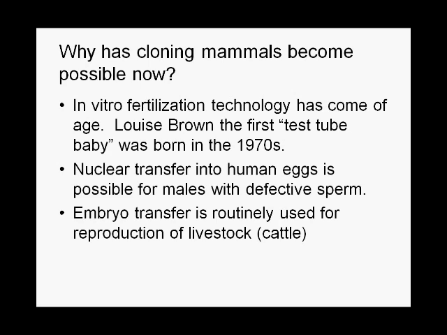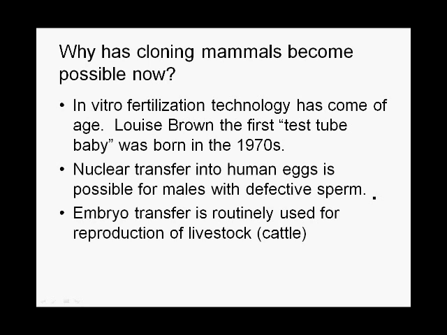I want to stress that cloning of mammals in particular became possible because of the developments in human reproductive technology. In vitro fertilization technology began in the 1970s. Louise Brown was the first test tube baby, and when she was born, there was actually a great deal of controversy about in vitro fertilization and whether this violated religious and ethical principles. Well, nowadays, in vitro fertilization clinics are fairly widespread throughout the country and around the world, and lots of people take advantage of in vitro fertilization technology to have children.